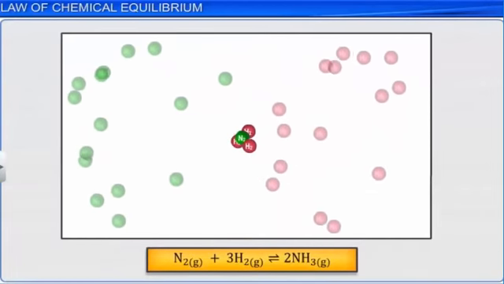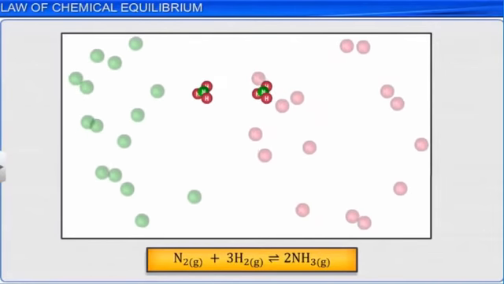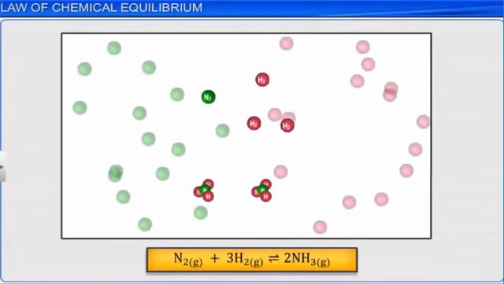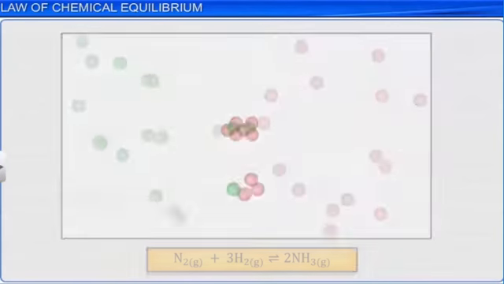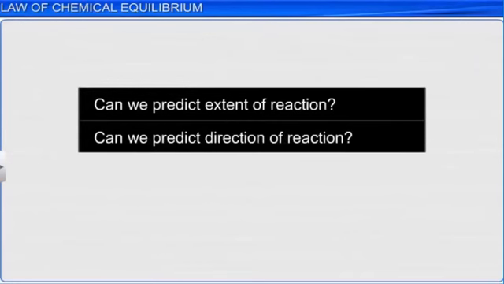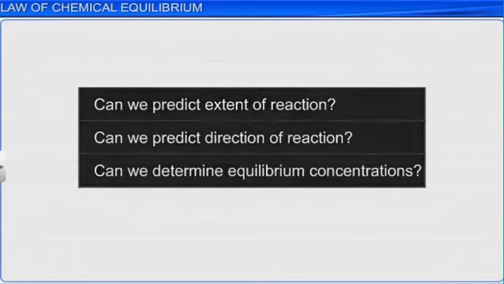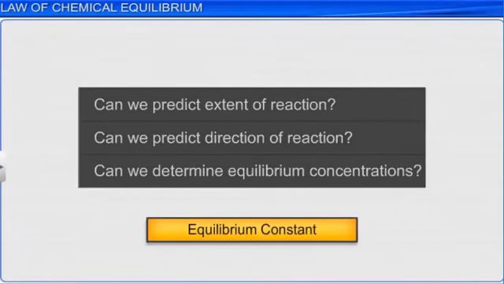Consider the reversible reaction of nitrogen and hydrogen gases coming together to form ammonia. Is there any way to predict the extent of this reaction? Can we predict the direction of this reaction at any stage? Can we determine the equilibrium concentration from the initial concentrations for this reaction? These questions can be answered with the help of the equilibrium constant for that reaction. So, let's learn about equilibrium constant and its applications.